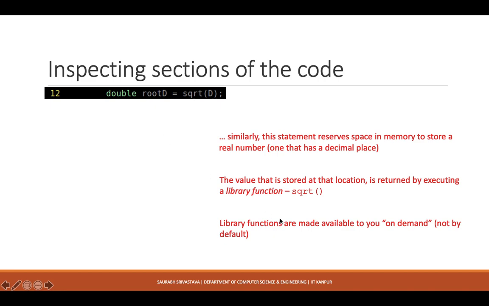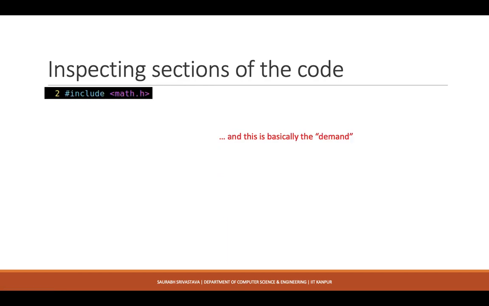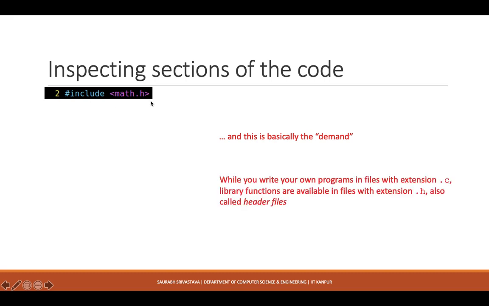Now these library functions are made available to you on demand. By default they are not available to your program. So in order to demand that I need a particular function, you issue some statements. At line number 2, this is what that statement was, written as hash include math.h.